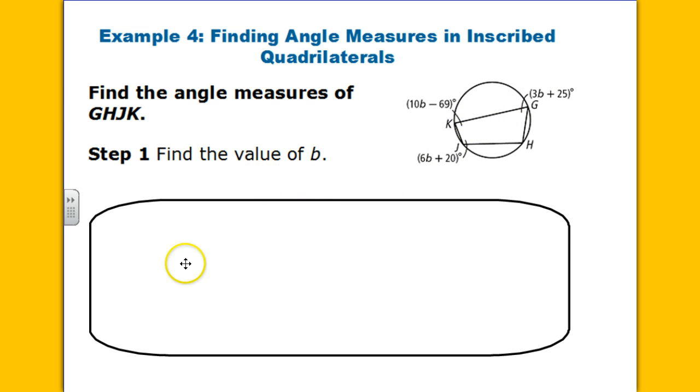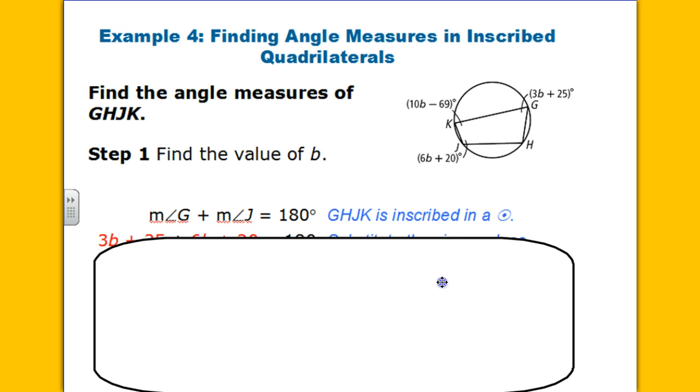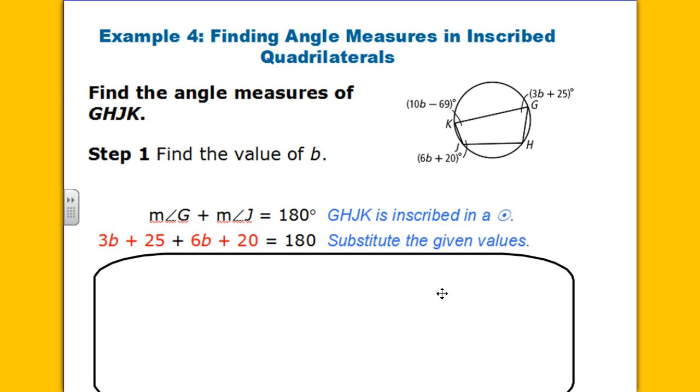How would you set that one up, Kara? Where would you start here? 3b plus 25 plus 6b plus 20 equals 180. Okay, so she's saying that the measures of angles G and J together sum to 180, so she's setting it equal. So go ahead and find B. And then when we find B, I guess we have answered this question. And then, oh, actually the initial question says find the angle measures. So we'll substitute that back in.